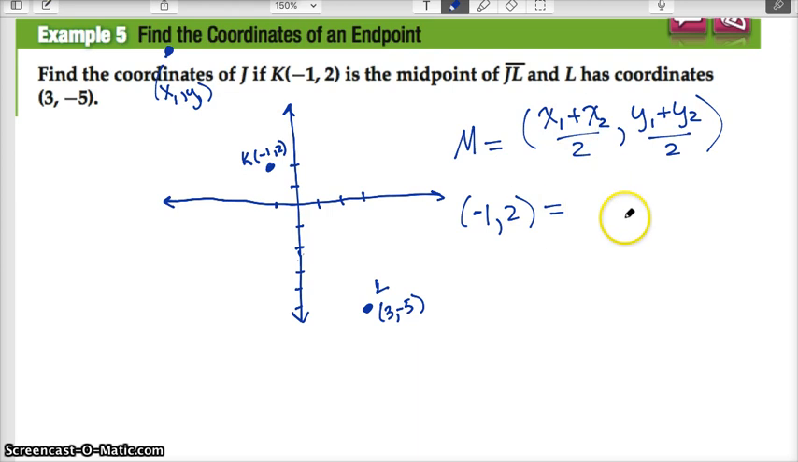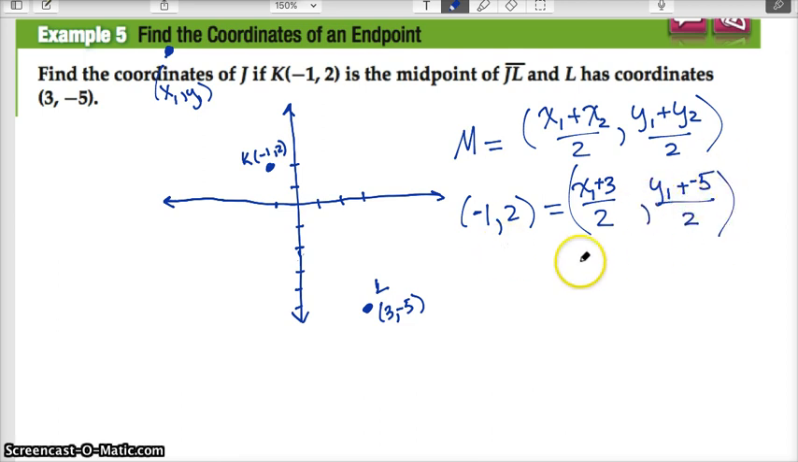So if we plug that into this formula, we know we're supposed to take both of the x terms, so x sub 1 plus 3 over 2. Are you with me? And then the y terms, that's y sub 1 plus -5 over 2. Got me? And then we know that this should give me my answer. So what I end up with is two equations.